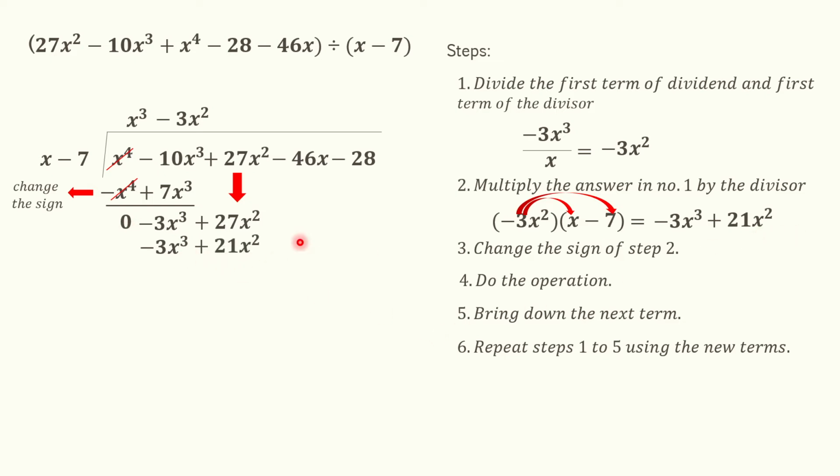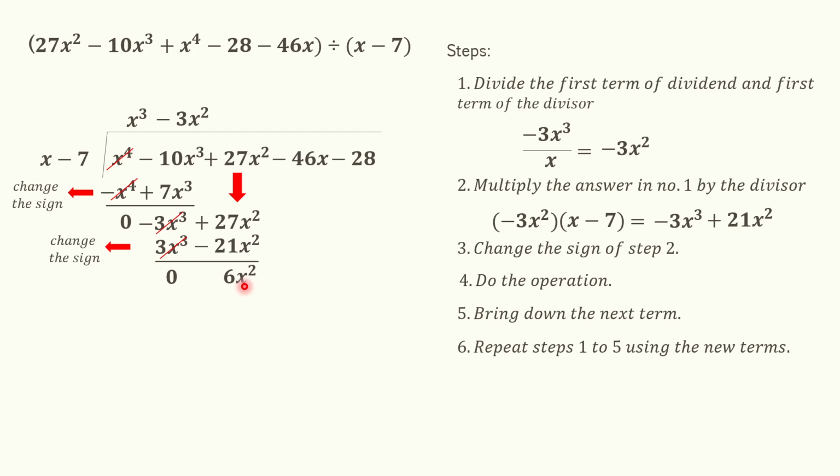Again, the same, change the sign. We have to change the sign of this. Notice, this is negative and this is positive, so the signs must be changed. This becomes positive, and this becomes negative. After changing the signs, step number 4, do the operation. We add. Again, the signs are not the same: negative 3 and 3, 3 minus 3 is 0. Then this, the signs are not the same, so we subtract: 27 minus 21 is positive 6x squared. You can write the positive sign or leave it out.